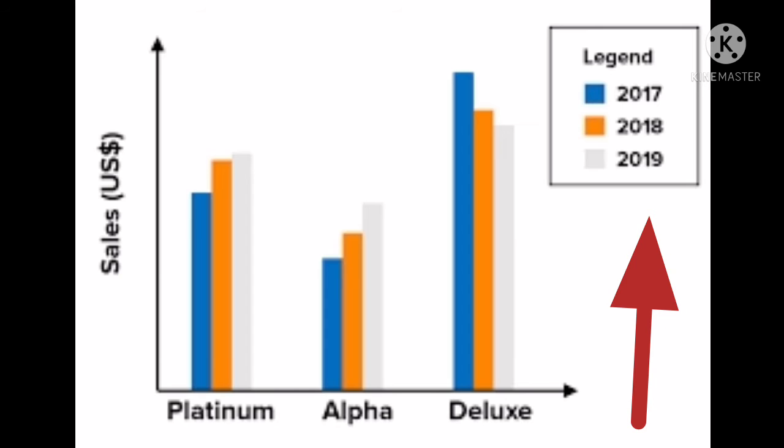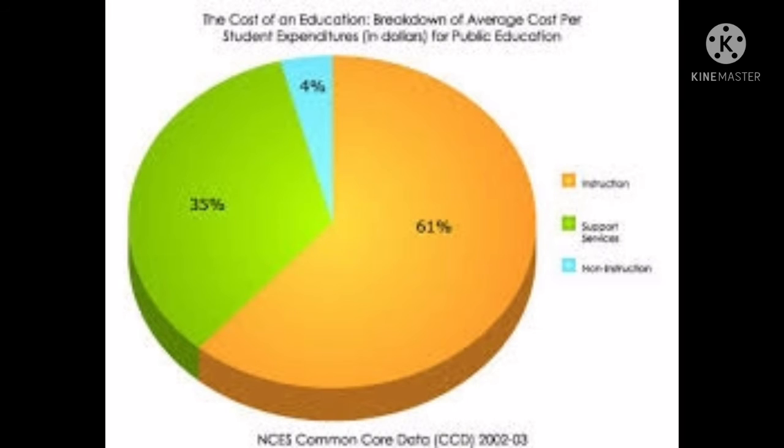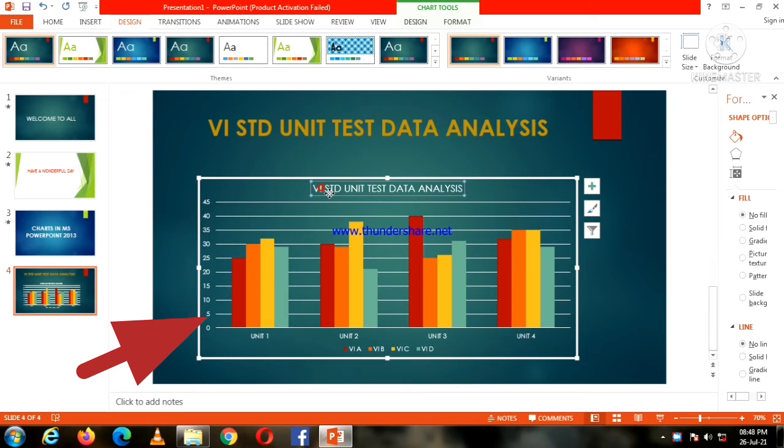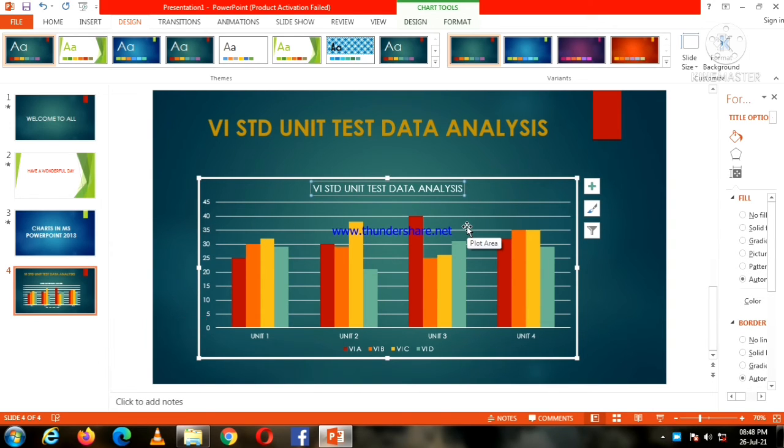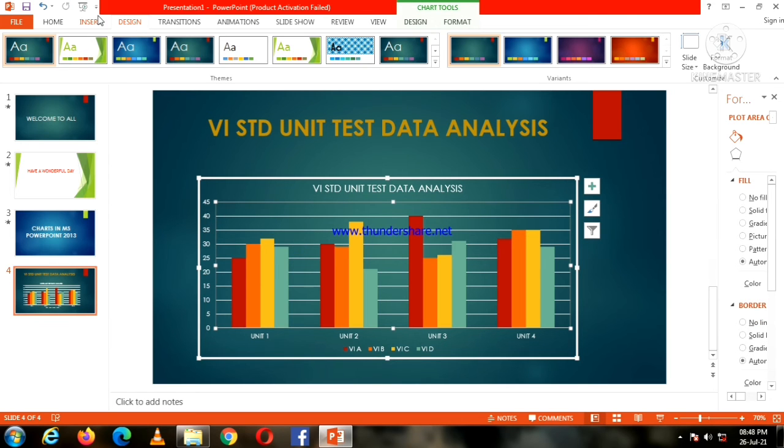Legend. The legend identifies each data series in a chart. Each data series is assigned a unique pattern or color to differentiate one data series from another. Grid lines. Grid lines are horizontal and vertical lines in the plot area. These lines make it easier to identify the value of each data point on the chart.